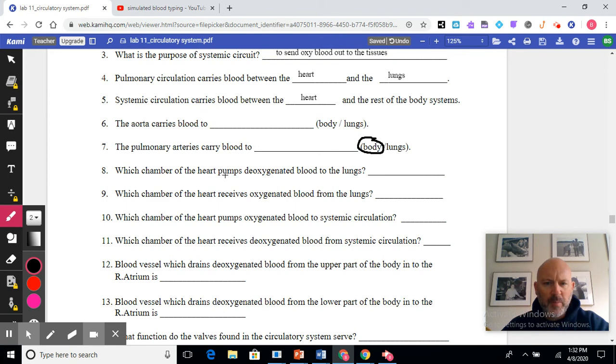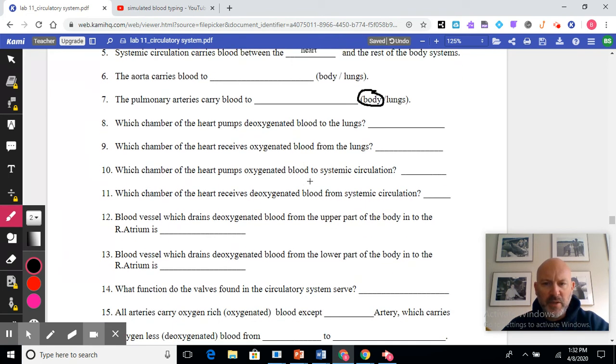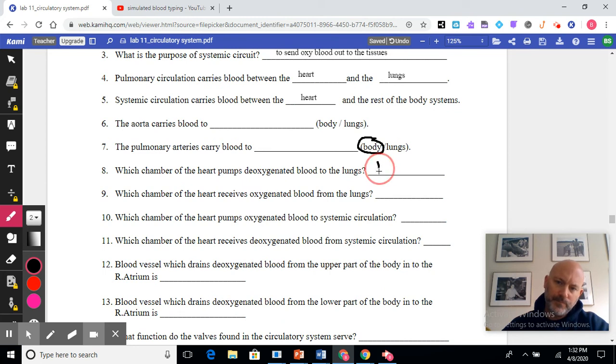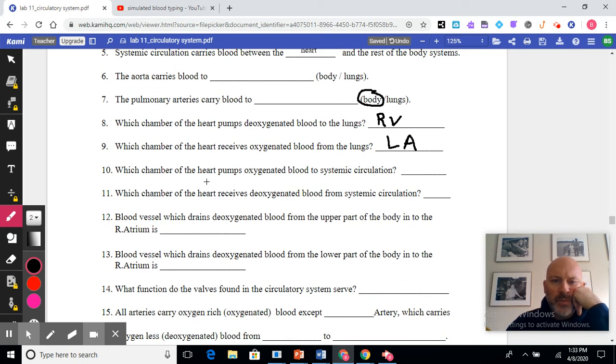Which chamber of the heart pumps deoxygenated blood to the lungs? That's the right ventricle. Which chamber of the heart receives oxygenated blood? Well, the receiving chamber is at the top, so I know this is going to be an atrium. Oxygenated blood is going to be the left atrium. The left side of the heart always handles oxygenated blood. Which chamber of the heart pumps? So I know it's going to be a ventricle if it's sending oxygenated blood out for systemic circulation. So that's the left side. Which chamber receives deoxygenated blood? I know it's an atrium. Deoxygenated, I know it's on the right side.